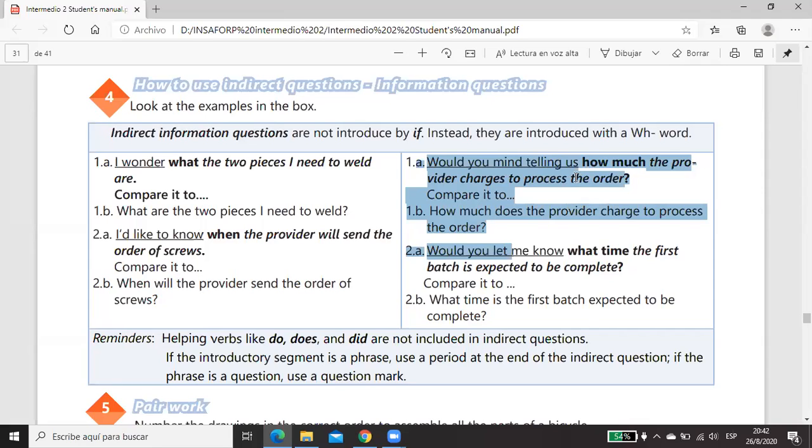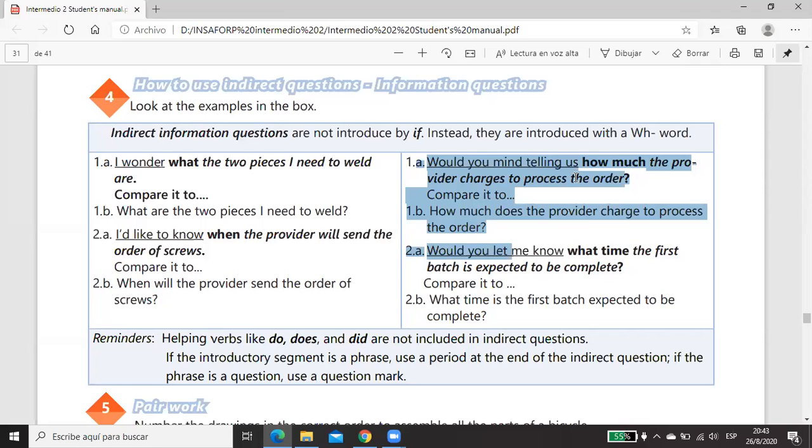The first is an indirect question. All right. Yeah, the first is an indirect question. Good. And the other one is a direct one. Now, any other difference that you can see in the structure? Like, are the words in the same order? Maybe the first doesn't have the auxiliary, does? All right, the first one doesn't have an auxiliary. How much the provider charges to process the order? Oh yeah, great, that's a good one. Another one, please, if there is. How much the provider charge? All right, good. Any other?